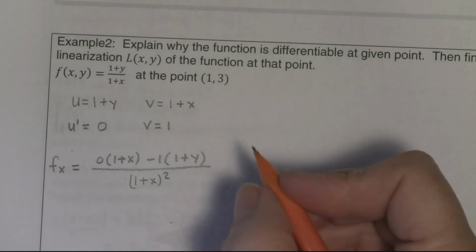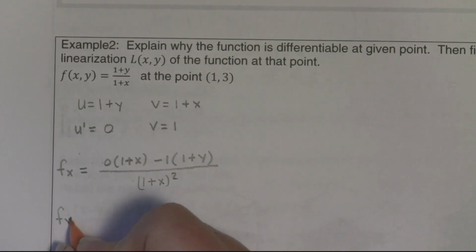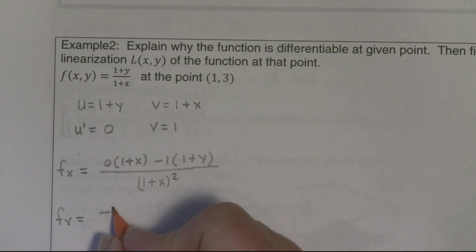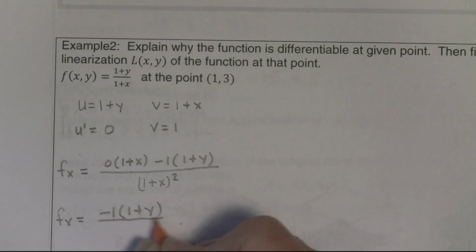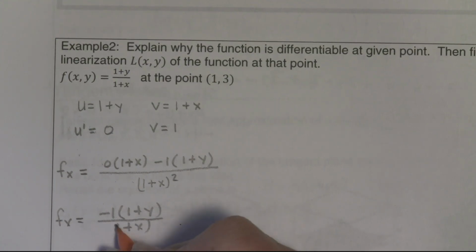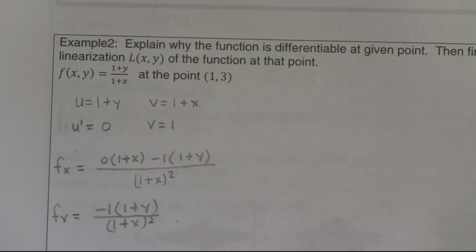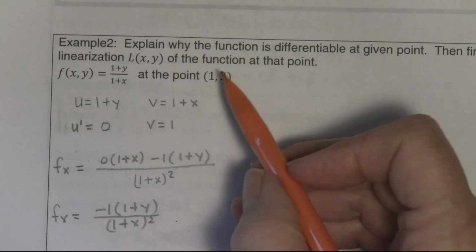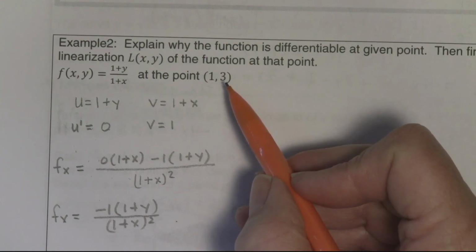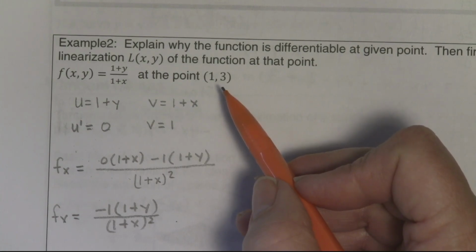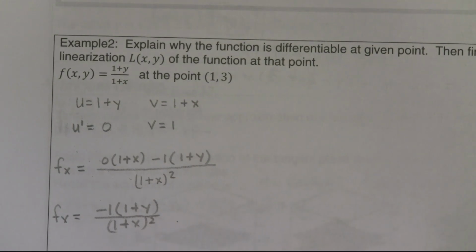Sorry. All the people I love, right? Including you guys. And so here we're going to have negative 1, (1 plus y) over (1 plus x) squared. And I want to see if this exists near the point (1, 3), and if it is continuous near the point (1, 3). And so that's what I'm looking at here.